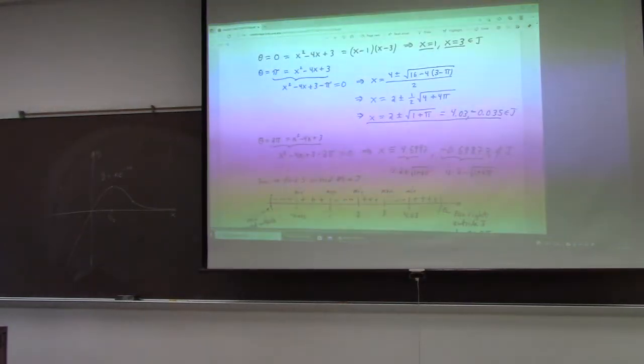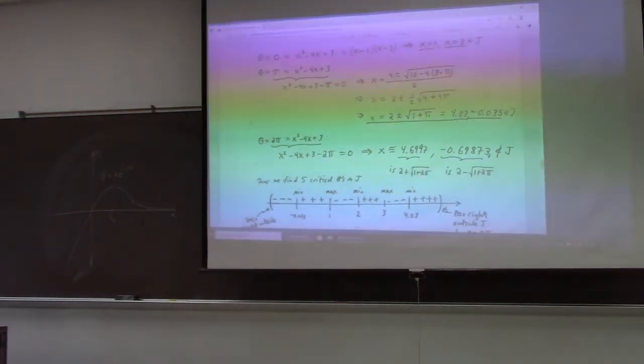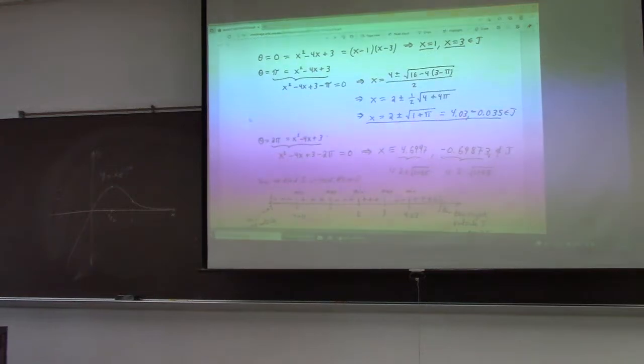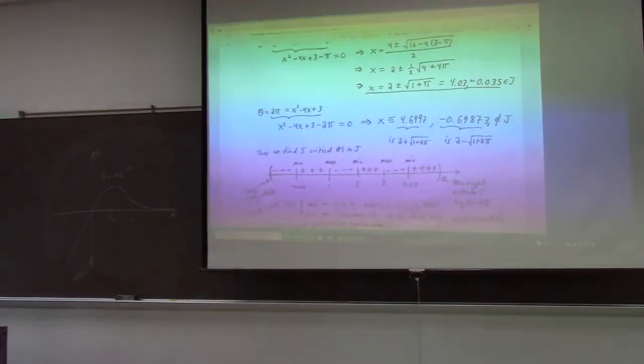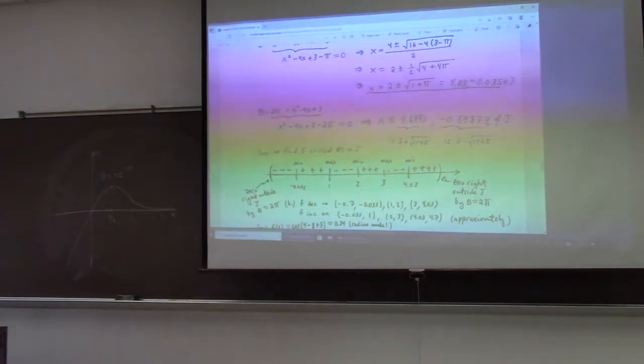So we find 5 critical numbers in J, and also there are critical numbers at the edge of J. That's relevant to us as we're thinking about how to graph. There's a 0 right outside J. There's a 0 right outside J. All right.